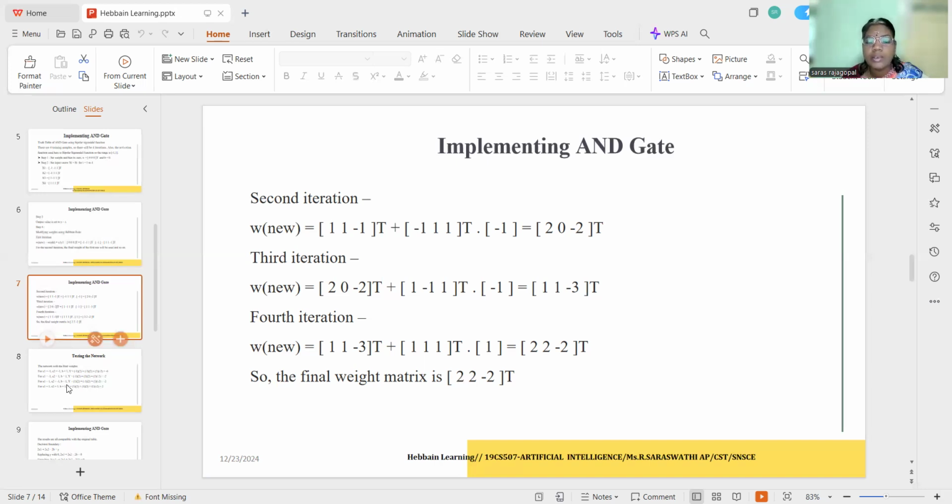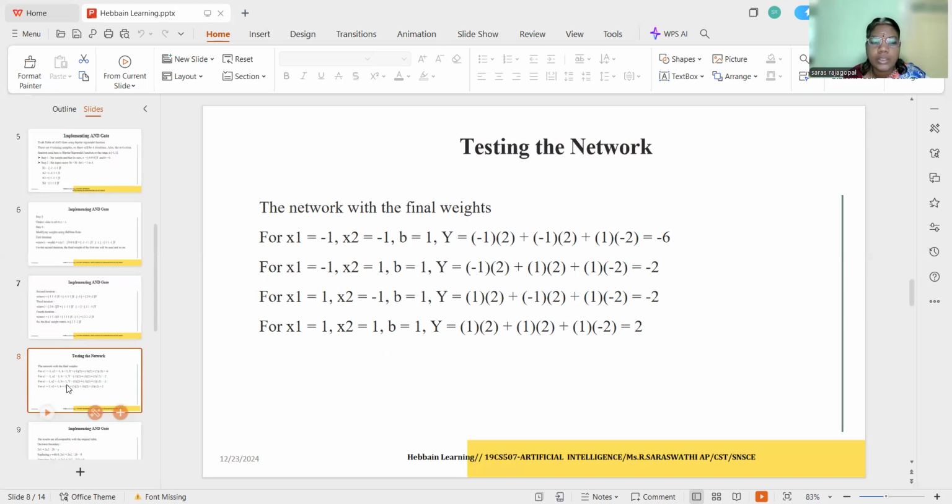The network has the final weight. The four different combinations of x1 and x2 are: x1 equals -1 and x2 equals -1; x1 equals -1 and x2 equals 1; x1 equals 1 and x2 equals -1; and x1 equals 1 and x2 equals 1. These are the four different possible combinations of x1 and x2.